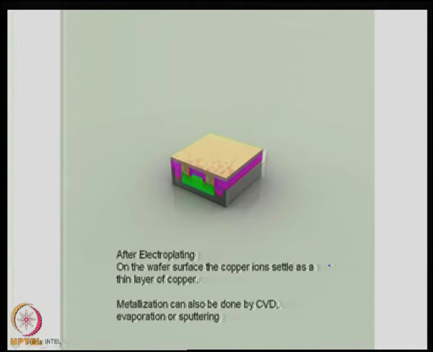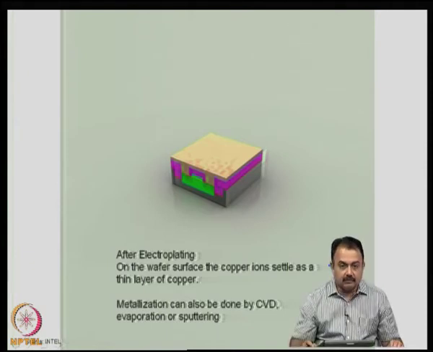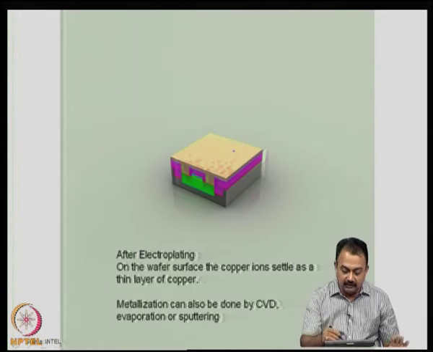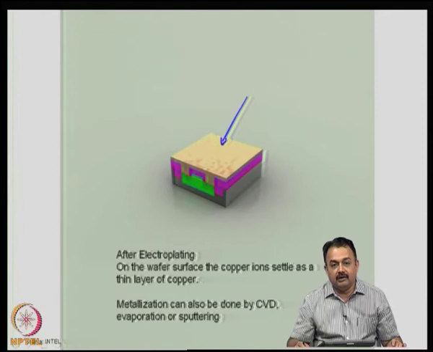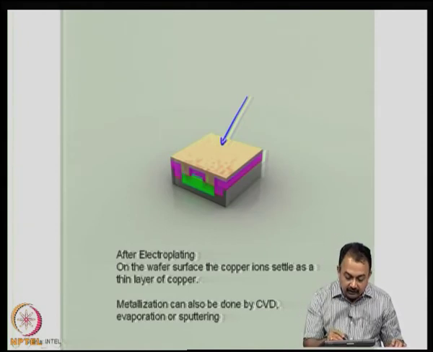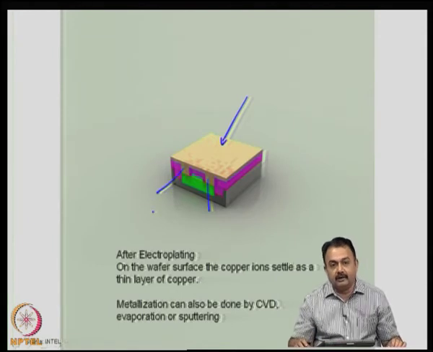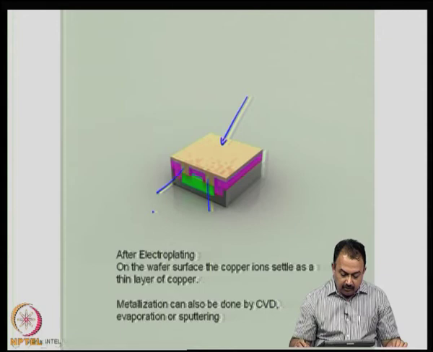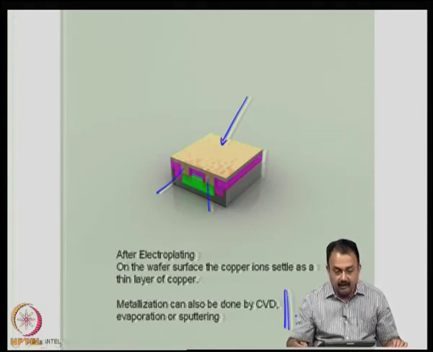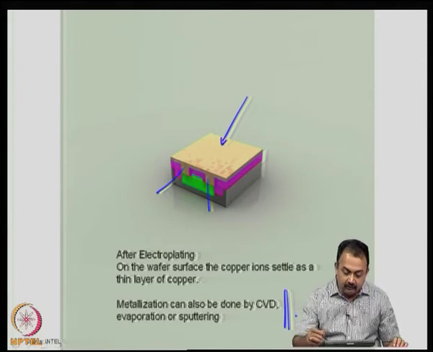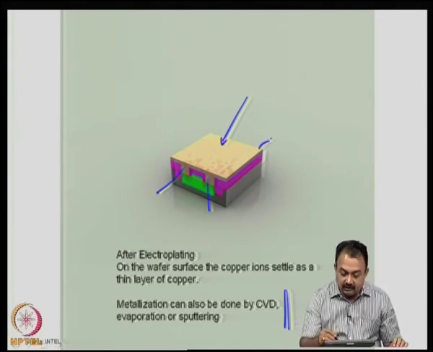So, after electroplating on the wafer surface, the copper ions settle as a thin layer of copper. You can see here very nicely the entire surface has been covered with copper, including these areas which define the transistors, right. Now, as I mentioned to you before, metallization can also be done by CVD, evaporation or sputtering. So, in any case here thickness is very important.